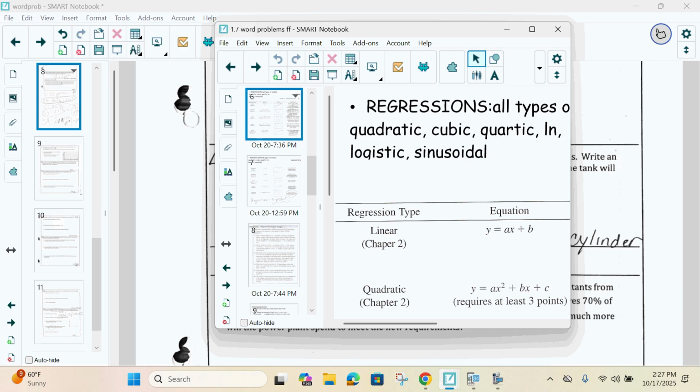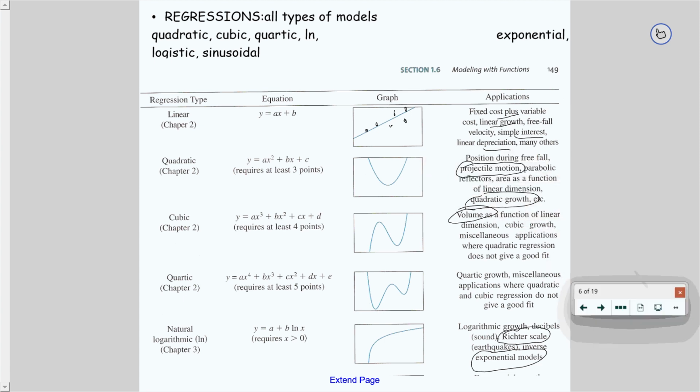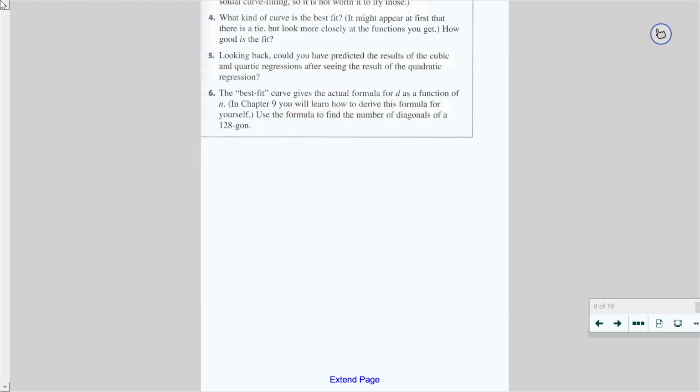Alright, so let's review where we left off yesterday. I'm pretty sure we talked about all of these regressions. And then didn't we do a table of values for number of diagonals? Is that where we ended, right? So I had the number of diagonals up there earlier, right? And we'll write it again.